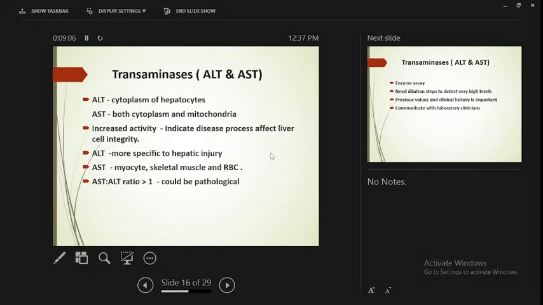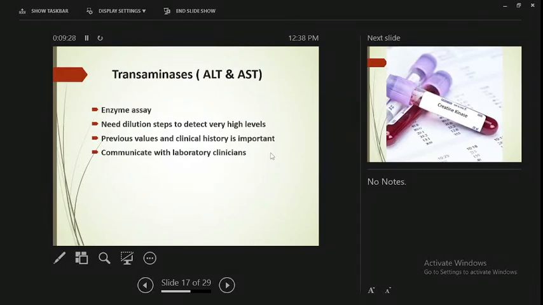And why do we do these together? Because the ratio is very important for the hepatologist. Even when ALT and AST are within the reference ranges, if the ratio is reversed, it could be pathological. So it's important to look at the ratio of ALT and AST. It is done by enzyme assay.